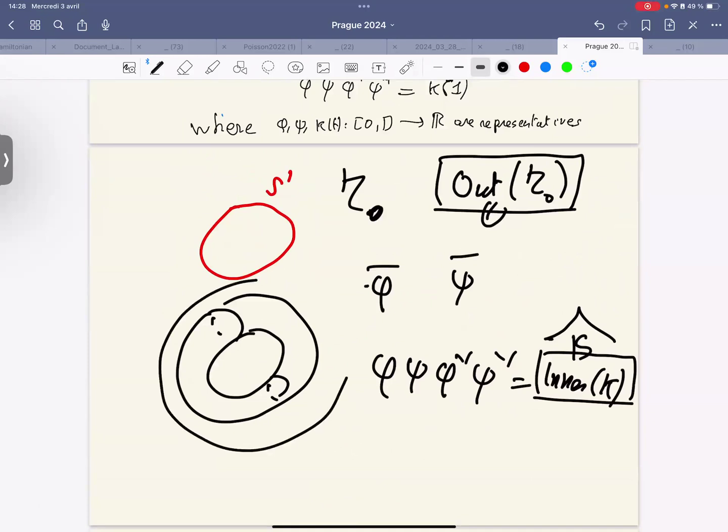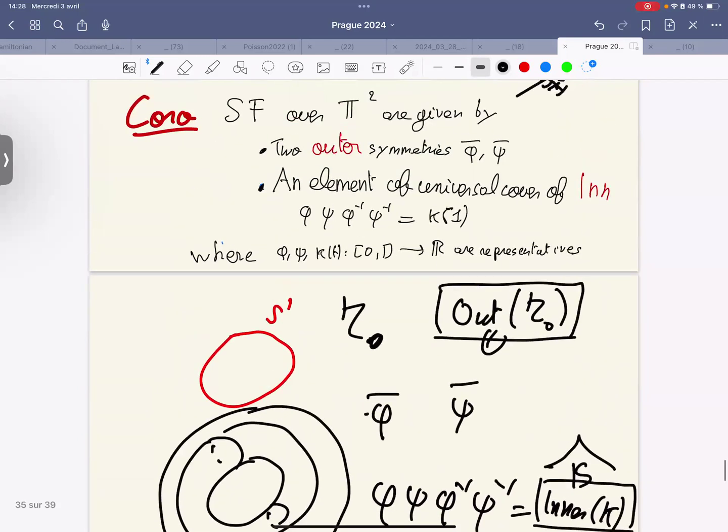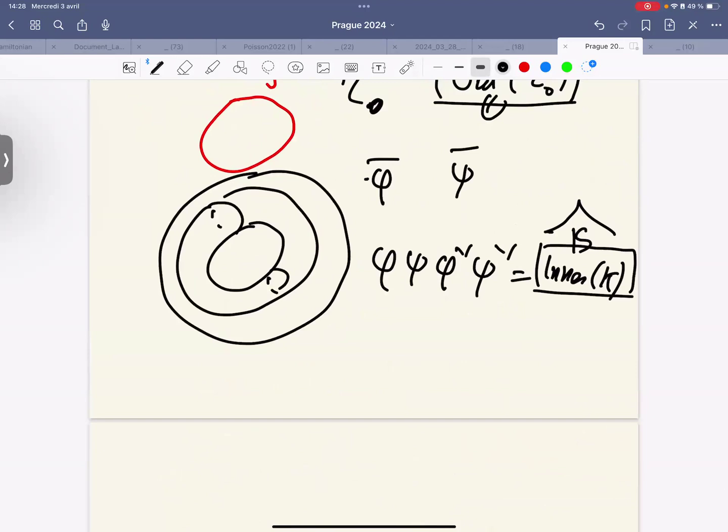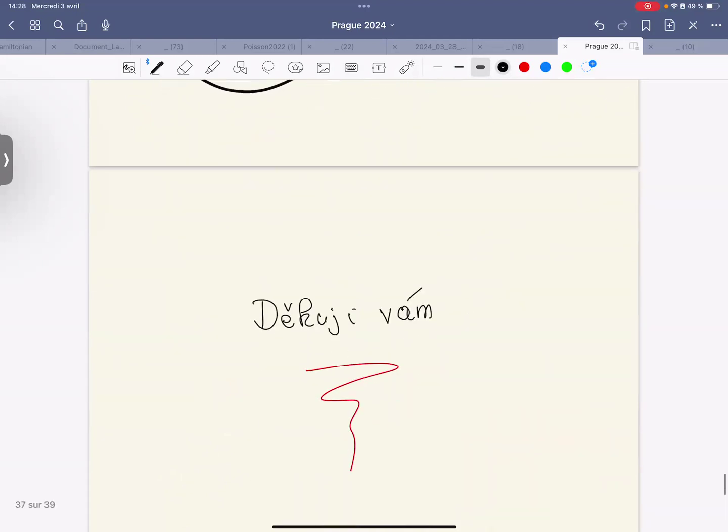A singular foliation admitting a torus as a leaf is eventually the same thing as equivalence classes of pairs of outer symmetries that commute up to an inner symmetry plus an element of the universal cover of these inner symmetries. Seems very abstract, but at least we have a classification.